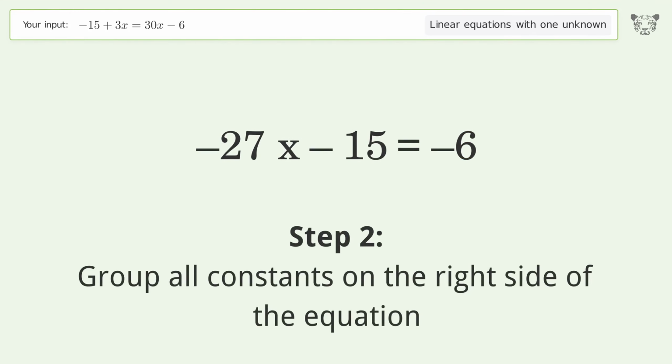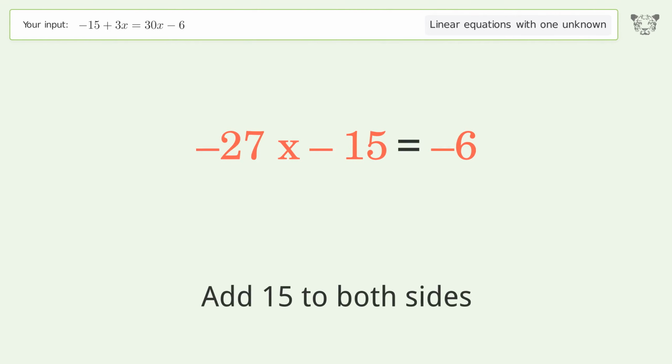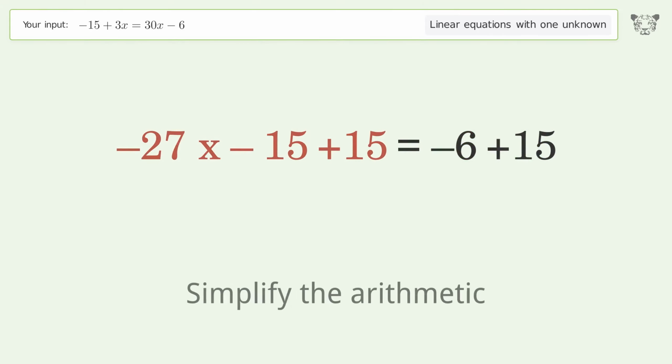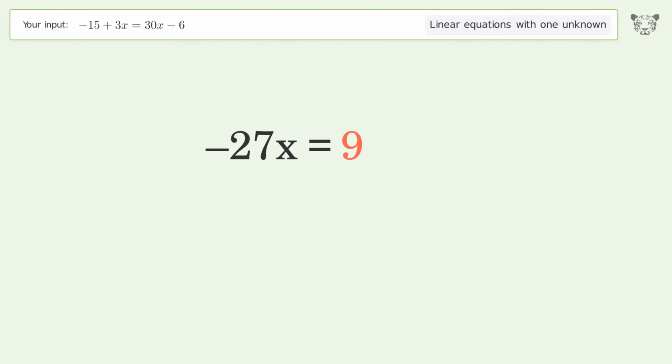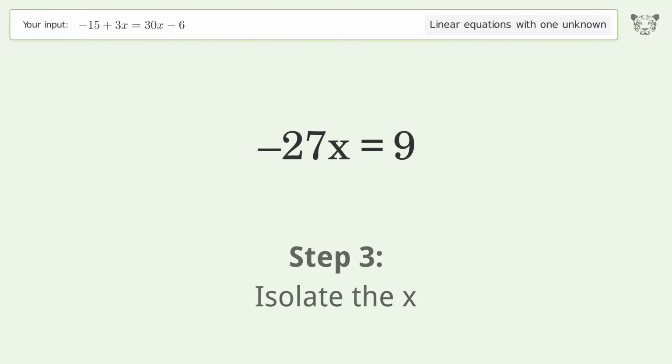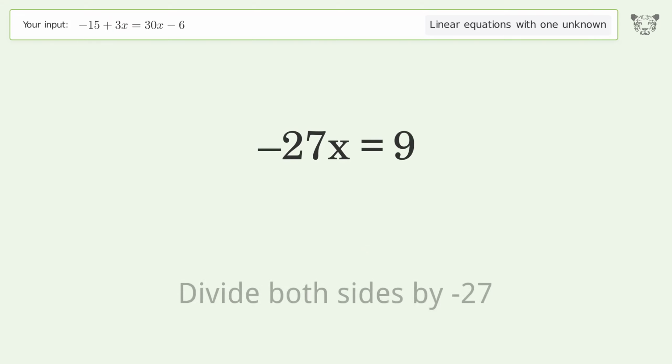Group all constants on the right side of the equation. Add 15 to both sides. Simplify the arithmetic. Isolate the x. Divide both sides by -27.